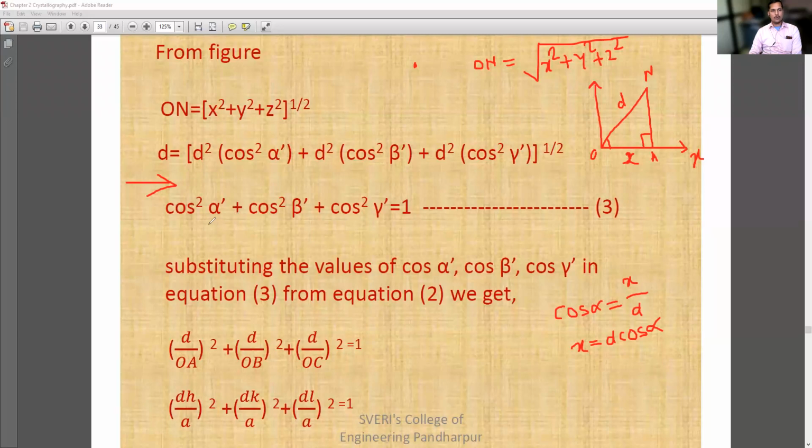Now we are putting our values of cos alpha, cos beta and cos gamma. So substituting the values of cos alpha, cos beta and cos gamma, what we get? Cos alpha is nothing but d upon OA, cos beta dash is nothing but d upon OB, and cos gamma dash is nothing but d upon OC. Of course, the square is there.